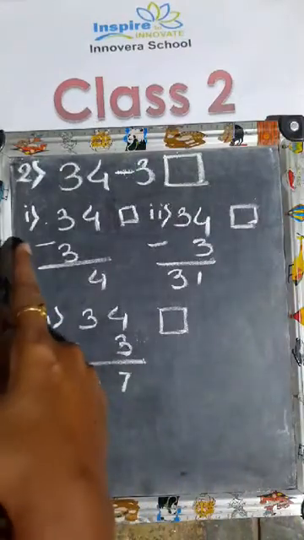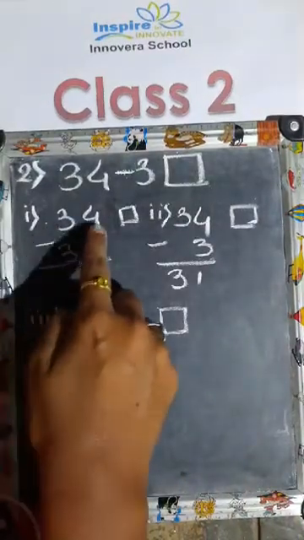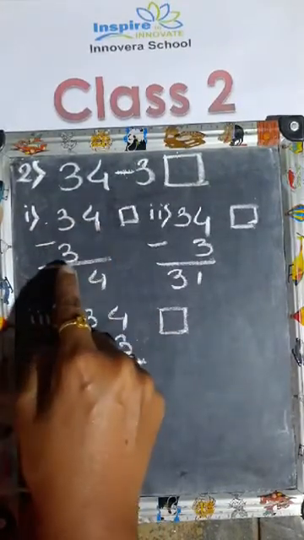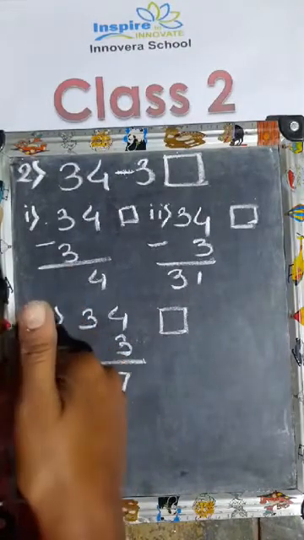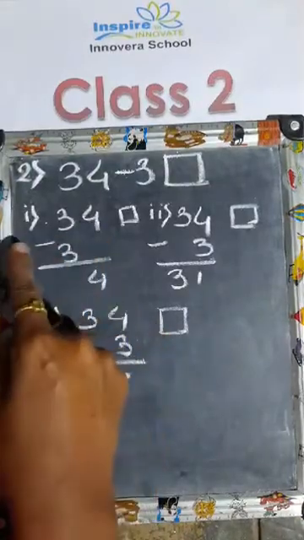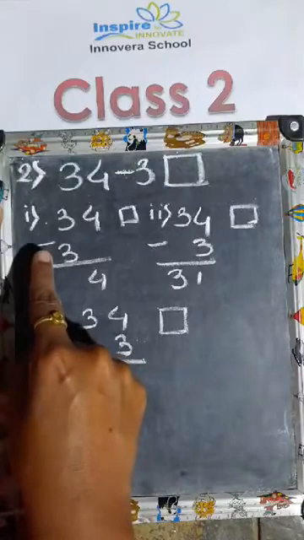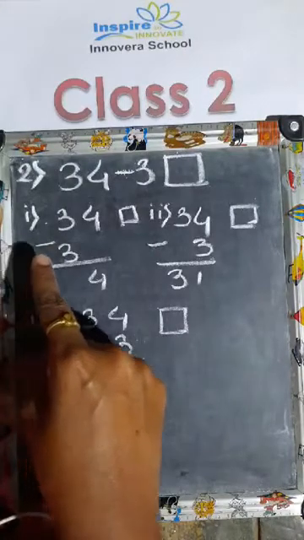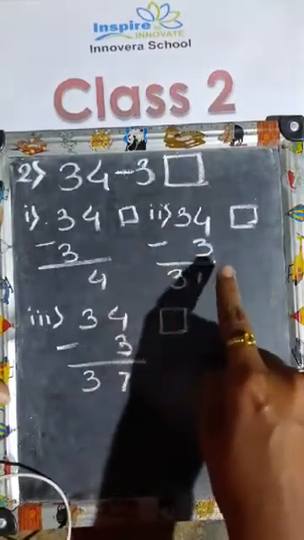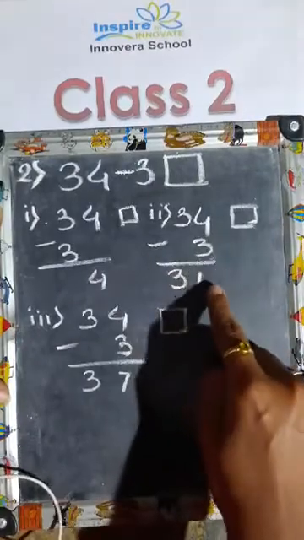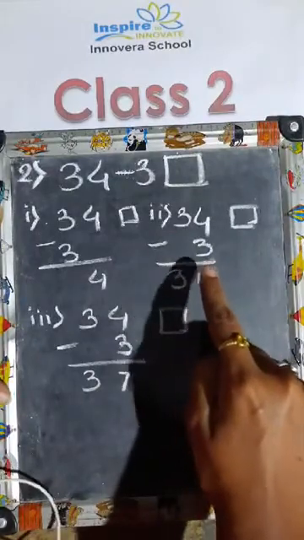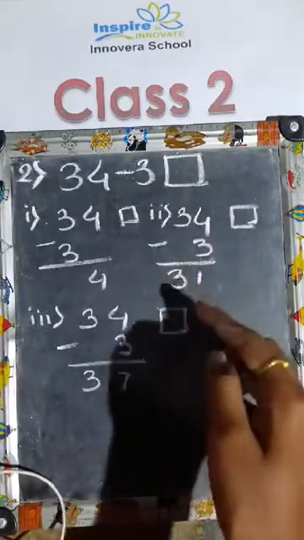So in the first option, this is 34. In the tens column 3 is there, in the ones column 4 is there. So do we write 3 like this? When a single-digit number is given to subtract, do we write like this? No, we write in the ones column. So is this option correct? No, this first option is not correct. Next option is 34 minus 3. So 4 minus 3 is equal to 1 and 3 comes as it is because we did not borrow any number from the tens column. So this option 2 is correct.